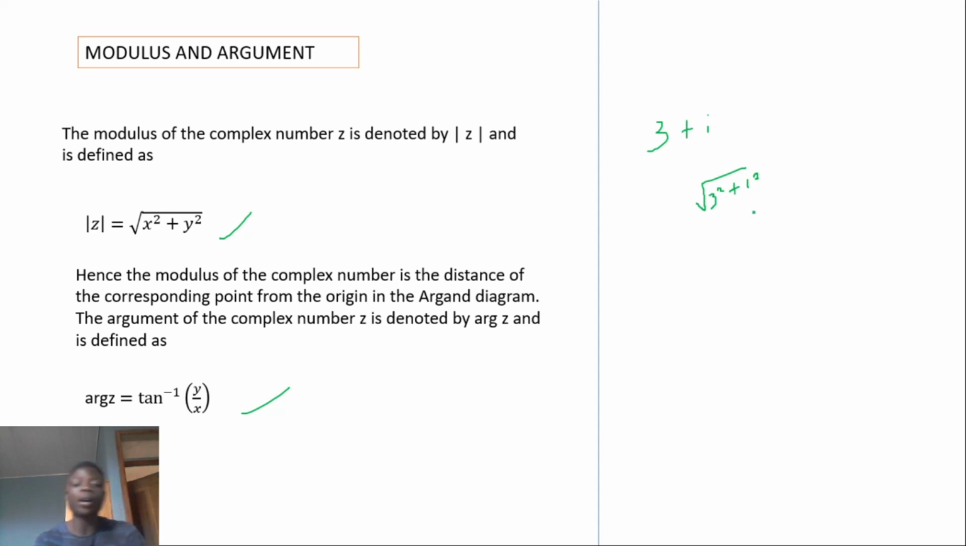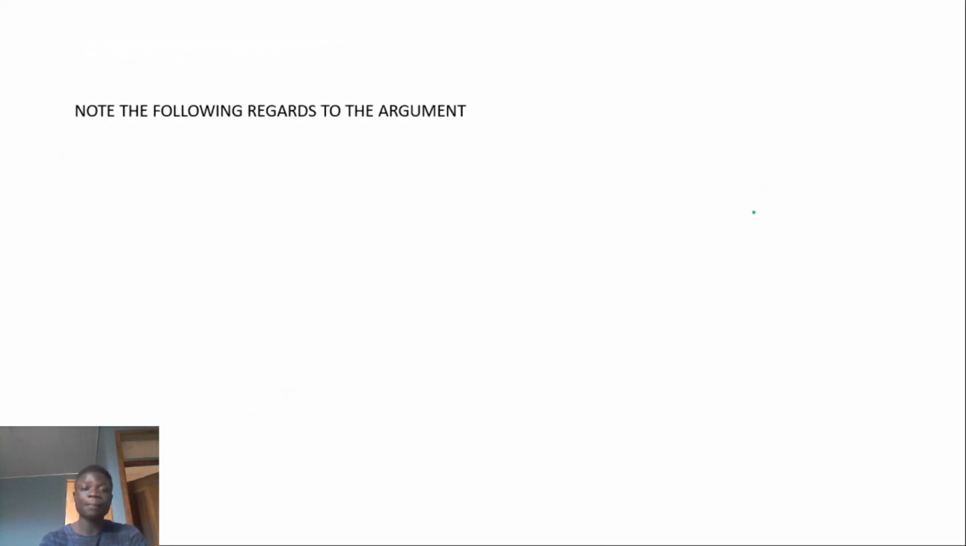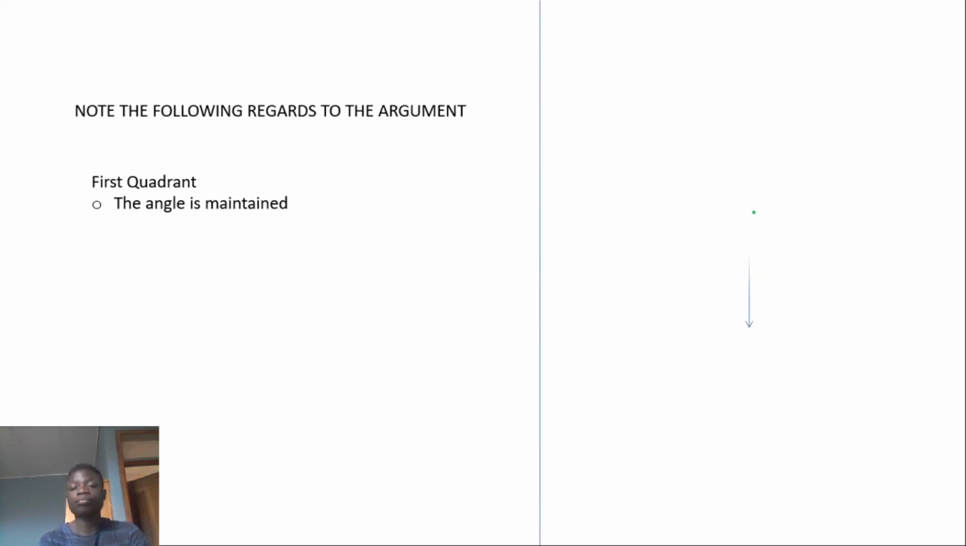But for the argument, there are some conditions. Let's see that. Note the following in regards to the argument. The argument itself is somehow complex, but you need to know all these 4 rules in your head, because we have 4 quadrants, and each quadrant has its own rule. With the first quadrant, the angle is maintained. This is the first quadrant.